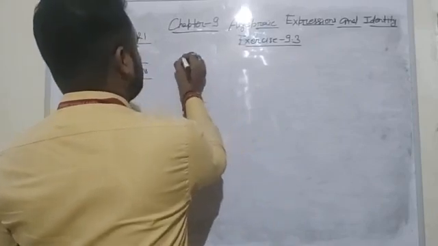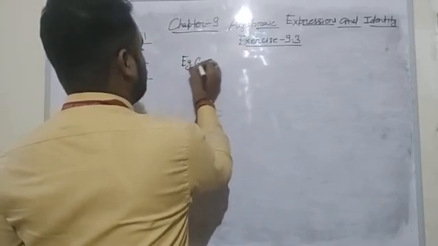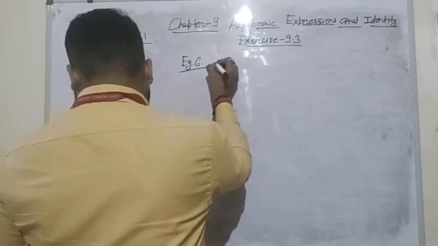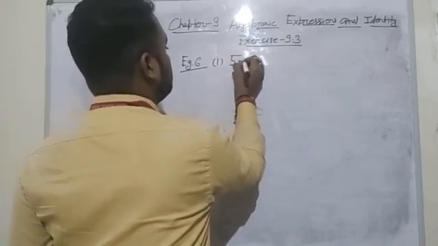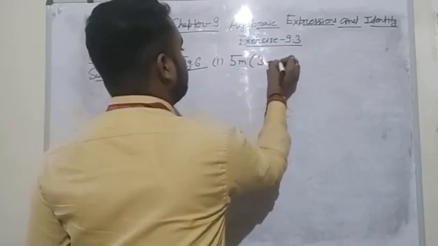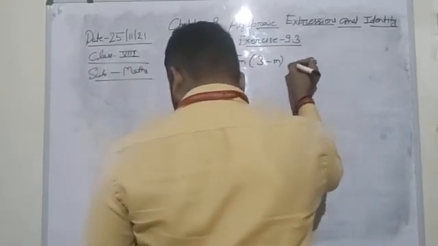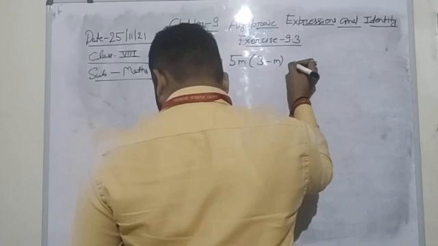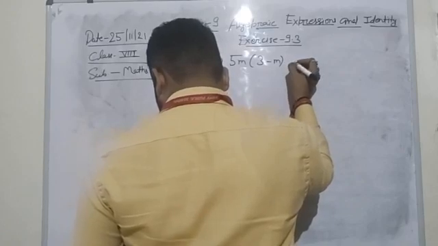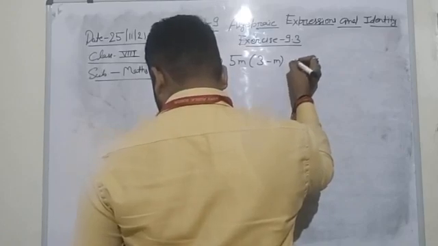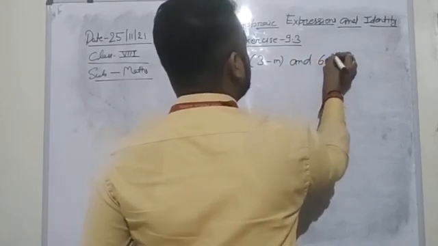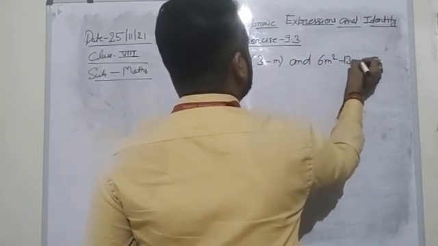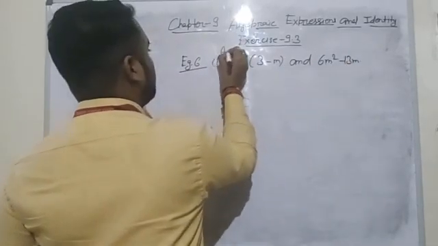Example number 6. Example 6, first part: 5a(3 − a) and 6a² − 13a. We have to add it.